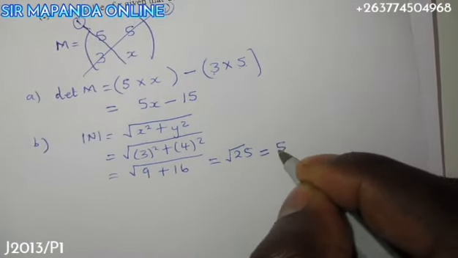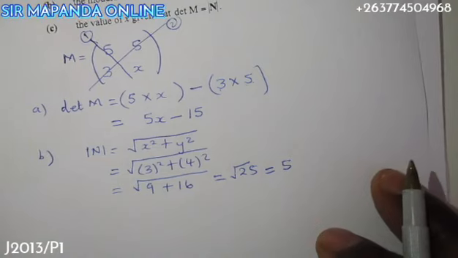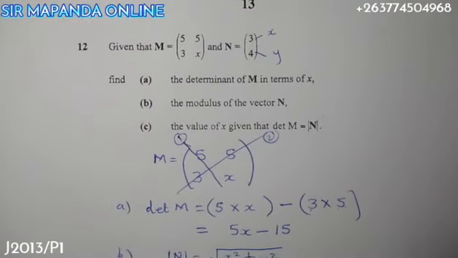Square root of 25 is 5. So 5 is the modulus of n, or of vector n, which is your answer in part B. Let us move on to part C.